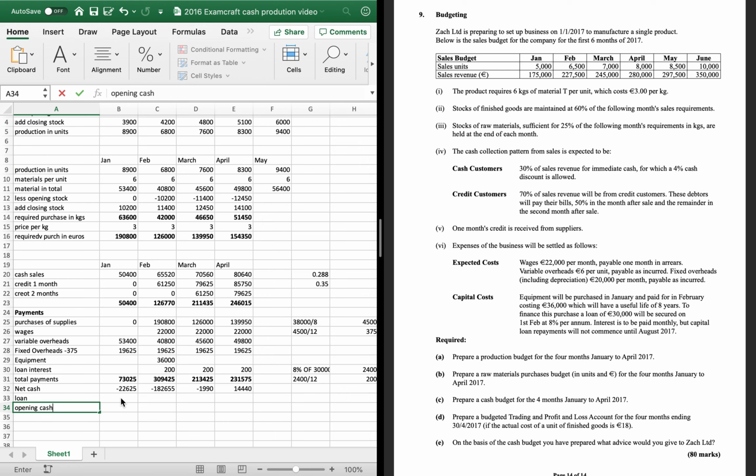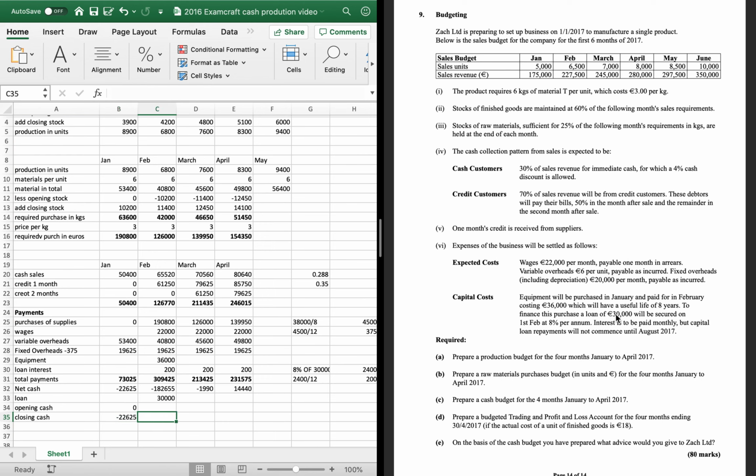opening cash, and closing cash. So the loan you got on the 1st of February was 30,000. So let's throw that in there. Your opening cash is zero. So your closing cash is minus 22,625. No loan to add on, no opening cash to add on. So it's minus 22,625.